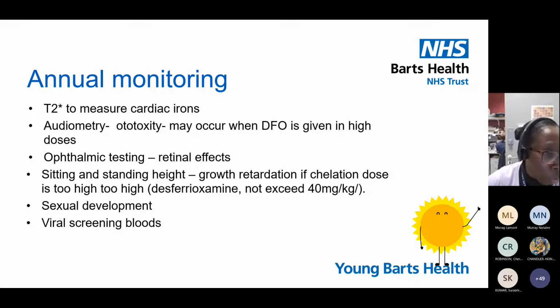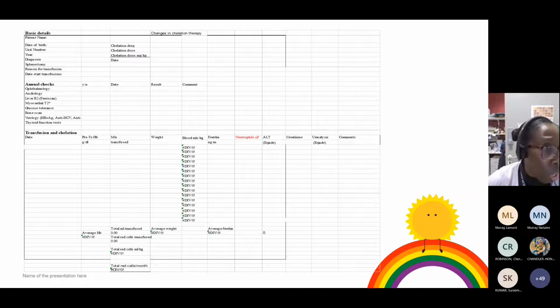But it's difficult to keep up with this, particularly when we have so many patients, to make sure they've done all the testing, to see how much blood they're having, see their ferritin levels. So what we do is our chart. And you see it's got all the annual checks down there, and you say whether you've done it, put the date, the results, and the comment.